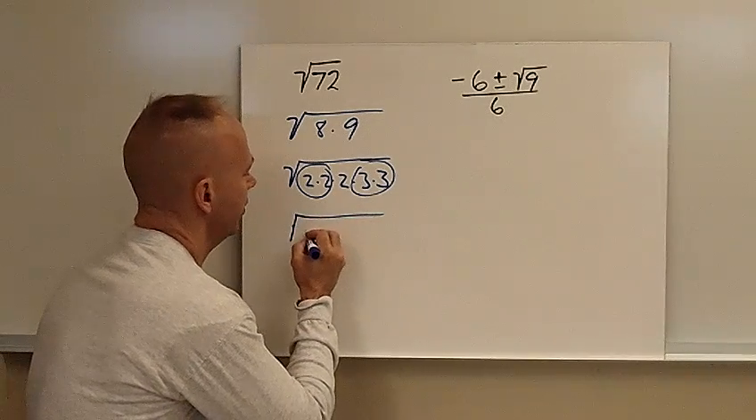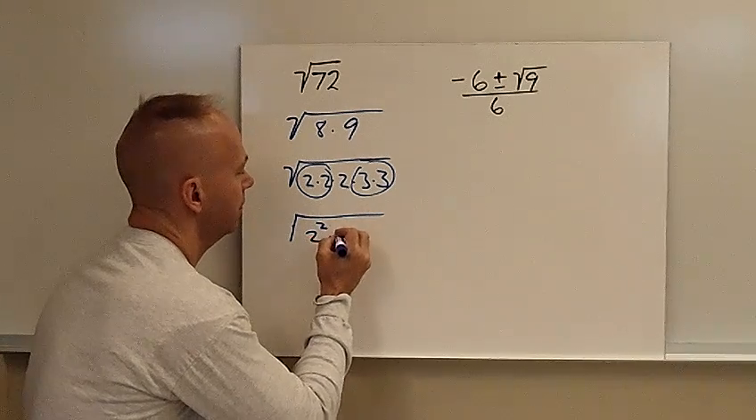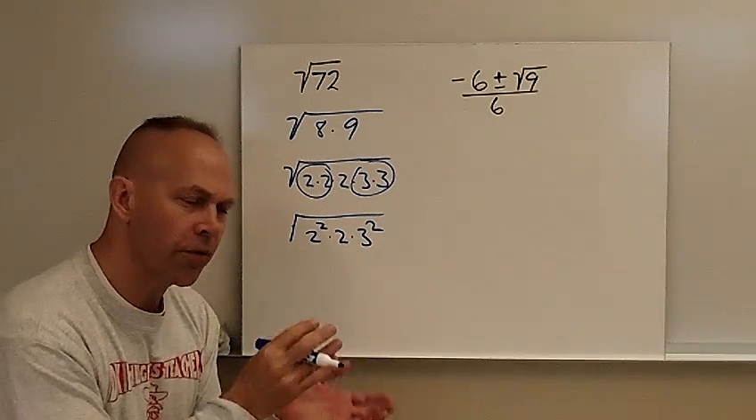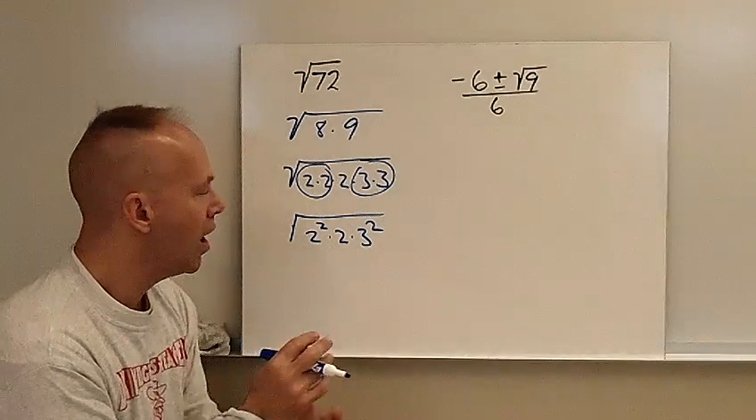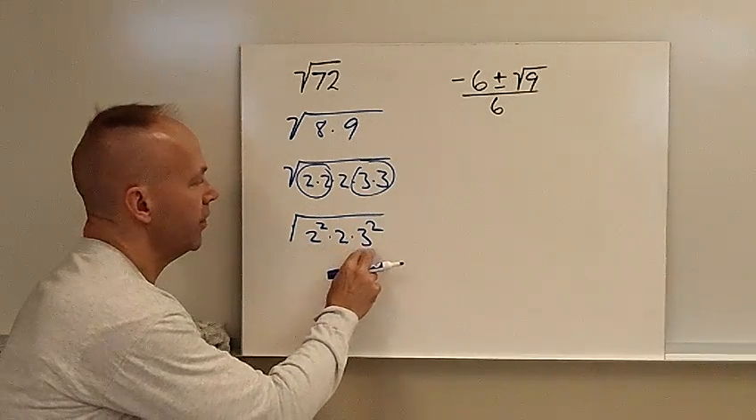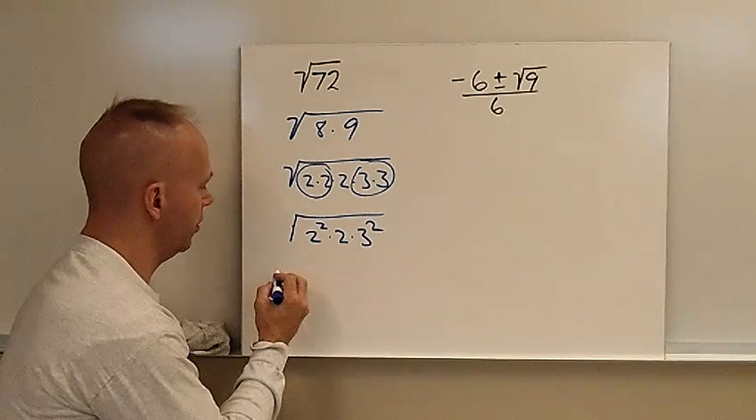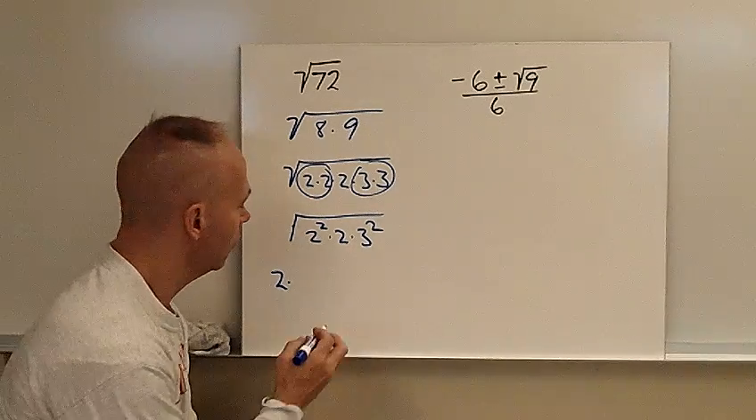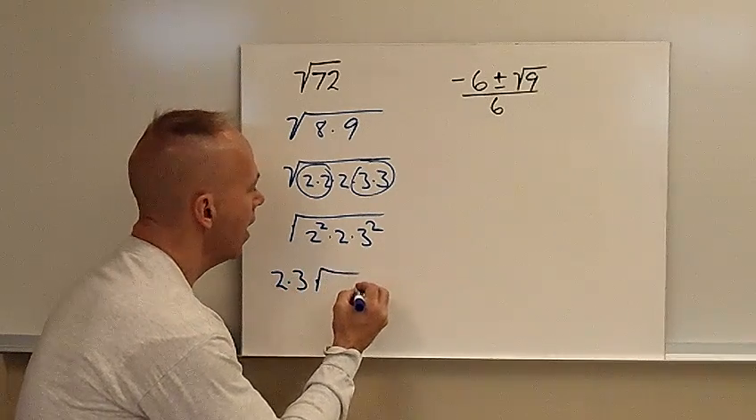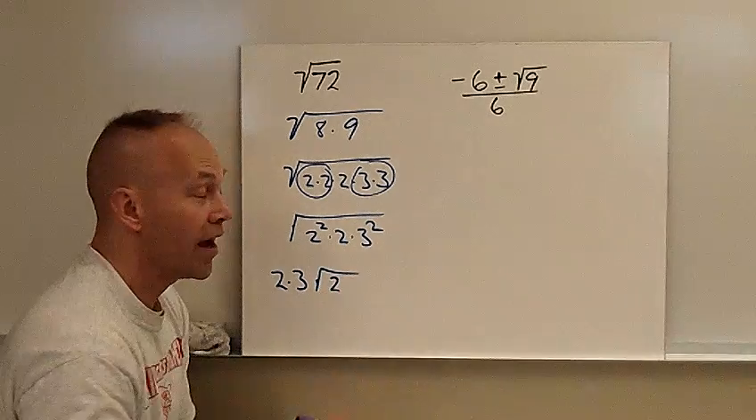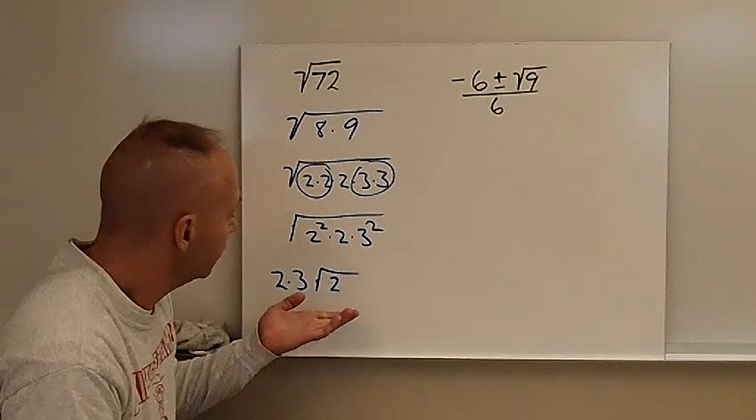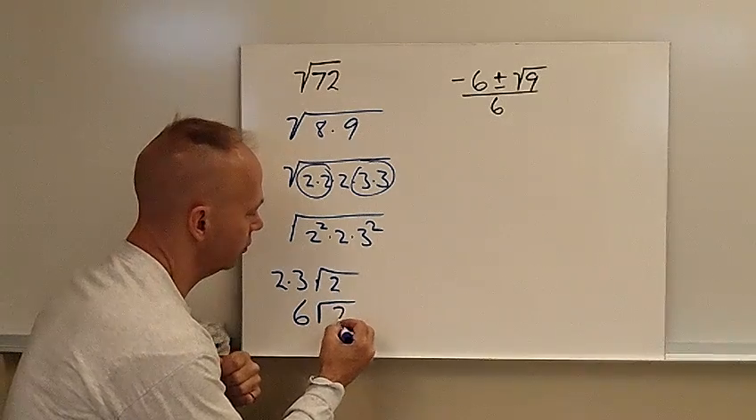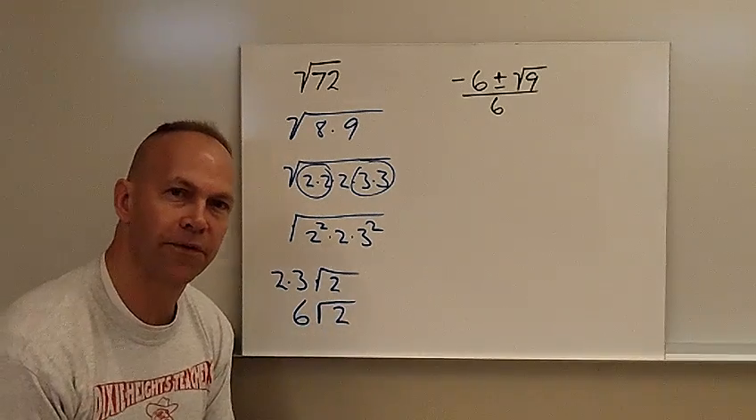Because now I can rewrite this as the square root of 2 squared times 2 times 3 squared. Now I can use that property, the square root of anything squared is itself. I can break these up into the square root of each of these individually. The square root of 2 squared is 2, no longer underneath the radical. Square root of 3 squared is 3, no longer underneath the radical. That remaining 2, I haven't taken the square root of it, so it stays under the radical. So we end up with 2 times 3 is 6 times the square root of 2. That is called the simplified radical.